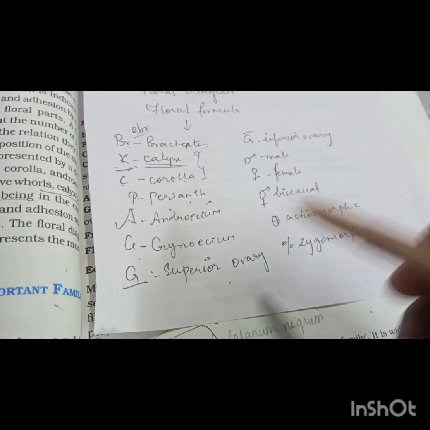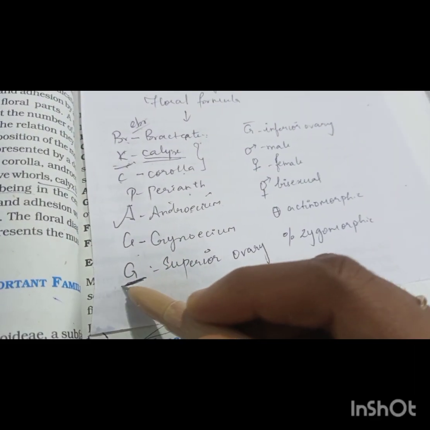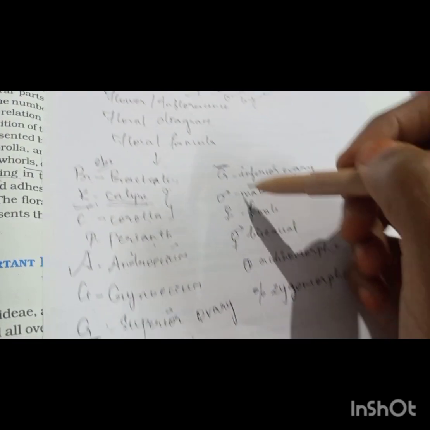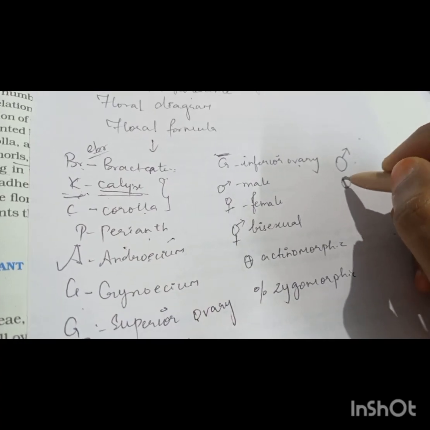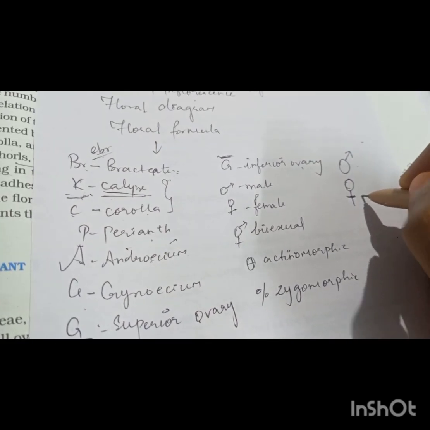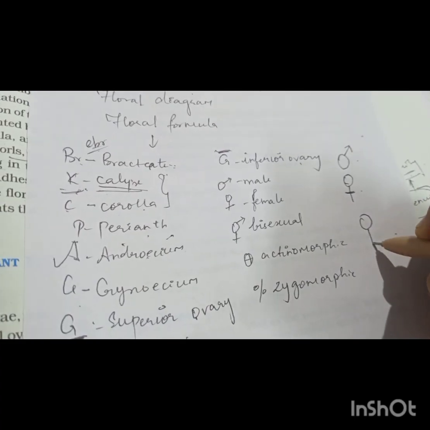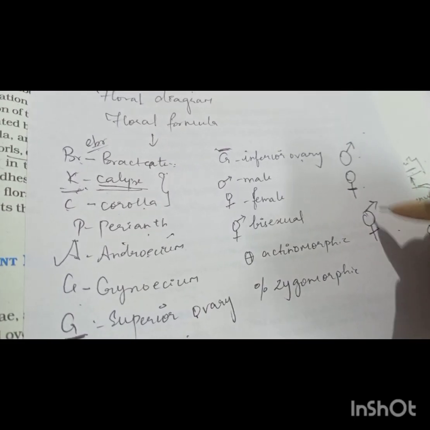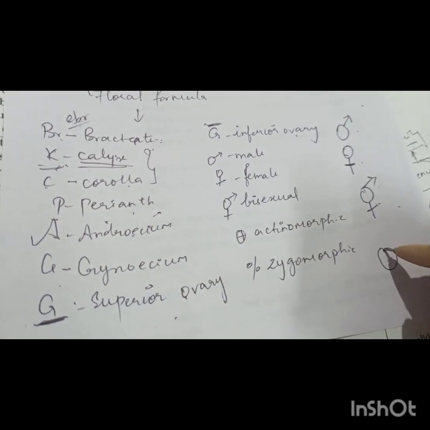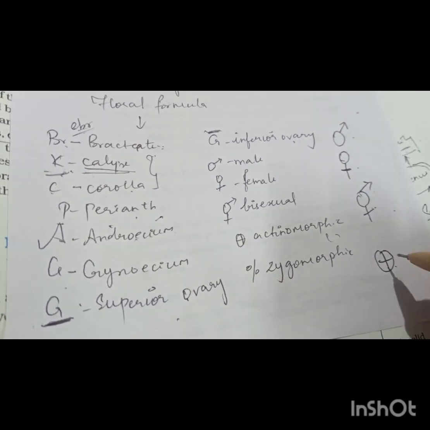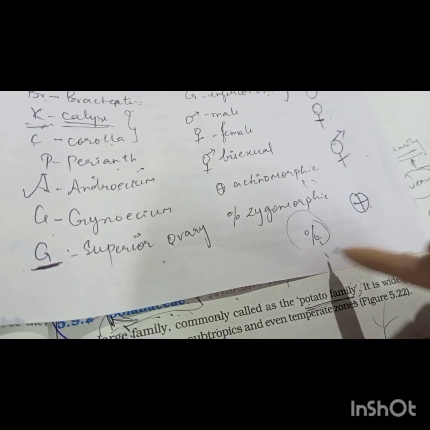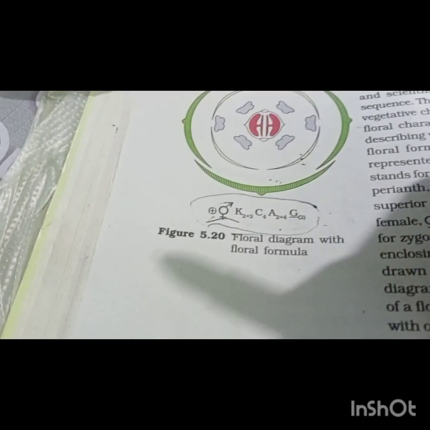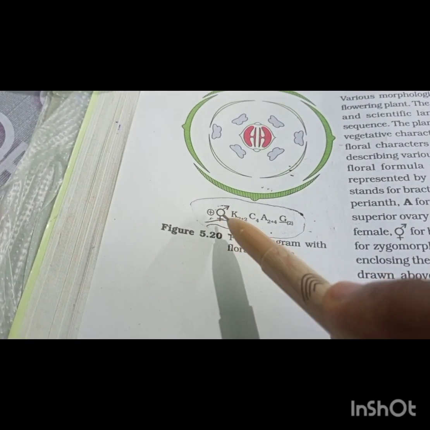And we have seen ovaries, right? Superior, inferior. If you draw a line below G, it indicates superior ovary. If you draw a line above G, that indicates inferior ovary. If you draw a 0 and an arrow like this, it indicates male. And if you draw a 0 and a plus sign, it is female. Some flowers have both male and female, in that case you attach these two symbols. This is bisexual. If it is actinomorphic, that is radial arrangement, you will indicate it by this symbol. If it is zygomorphic, that is bilateral symmetry, you will indicate it by a symbol like this.